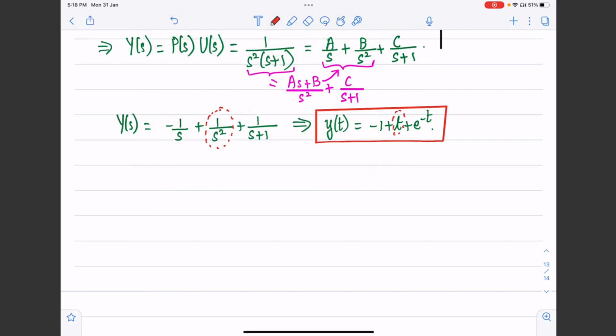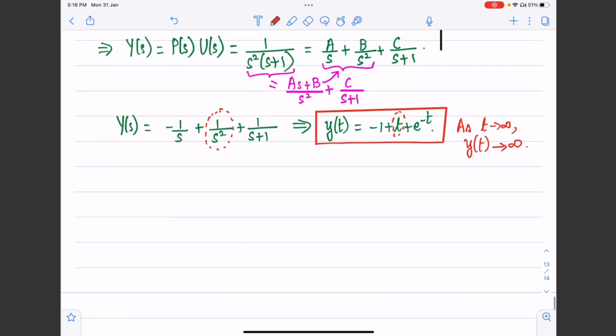Now one may ask, what is the consequence? We can immediately observe that due to the presence of the t term in the response, as time t tends to infinity, the magnitude of the output tends to infinity. We are giving a bounded step input, but the output is unbounded in magnitude. That seems to violate the definition of BIBO stability. What was the definition of bounded input, bounded output stability?